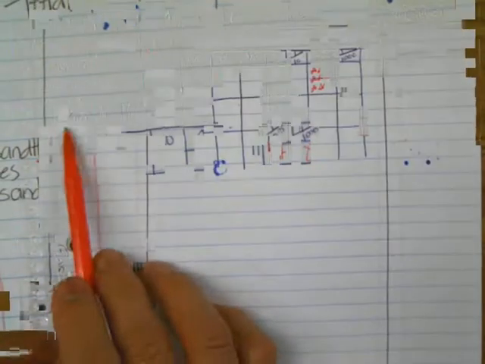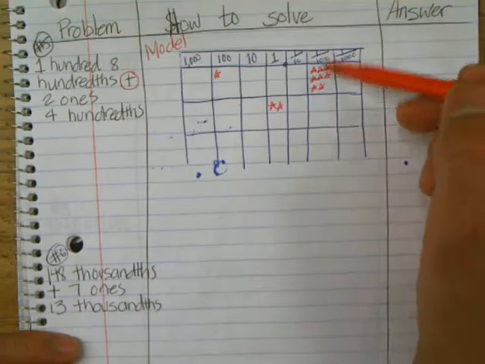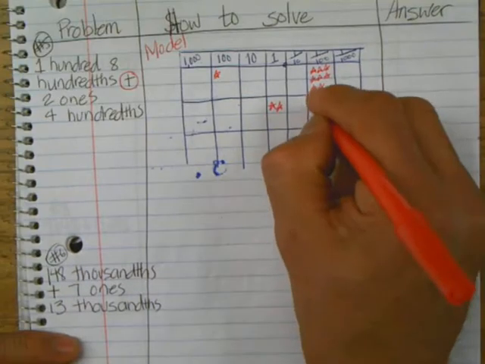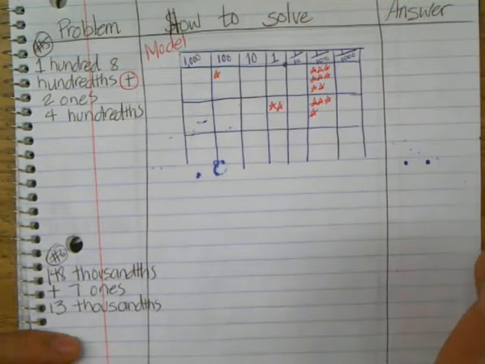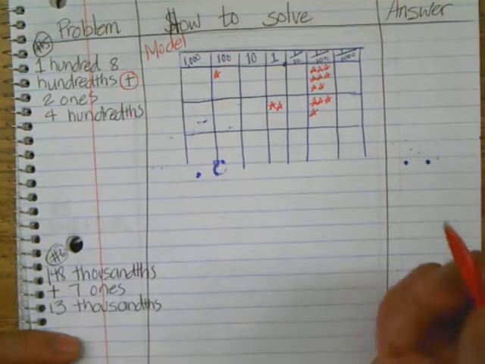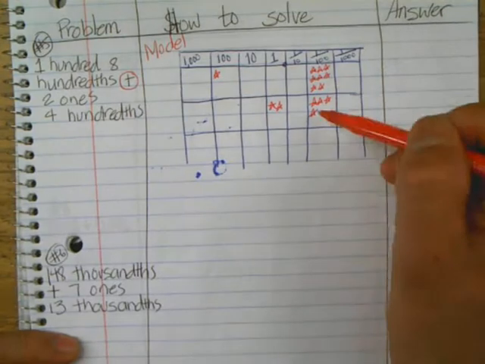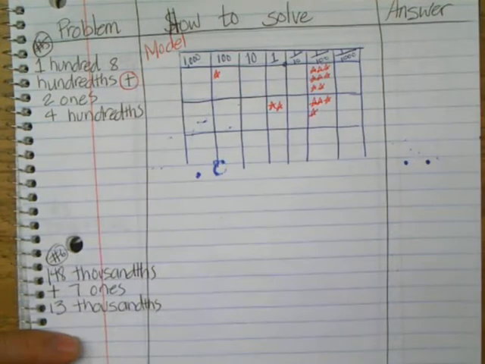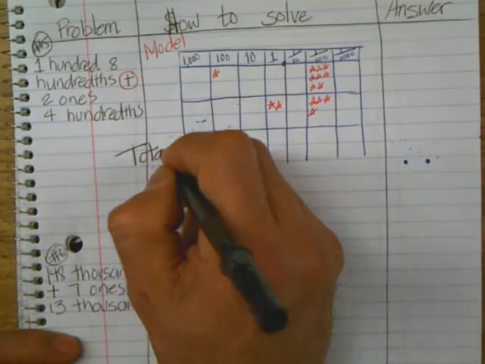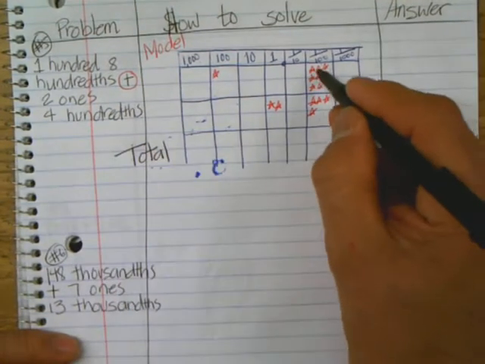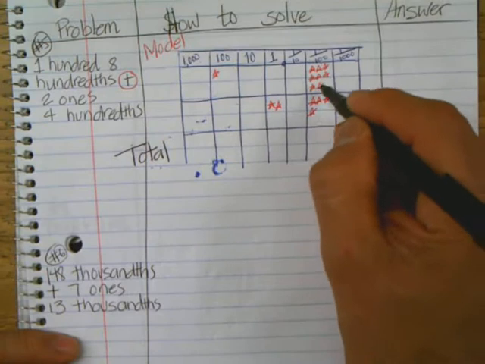And this is 4 hundredths. So my hundredths are right here. So I'm going to add 1, 2, 3, 4 hundredths. Okay, now all I gotta do is add them up. I'm gonna place them together. So I'm going to count my hundredths to get a total of these numbers. So here's gonna be the total. So it's going to be 1, 2, 3, 4, 5, 6, 7, 8, 9, 10.